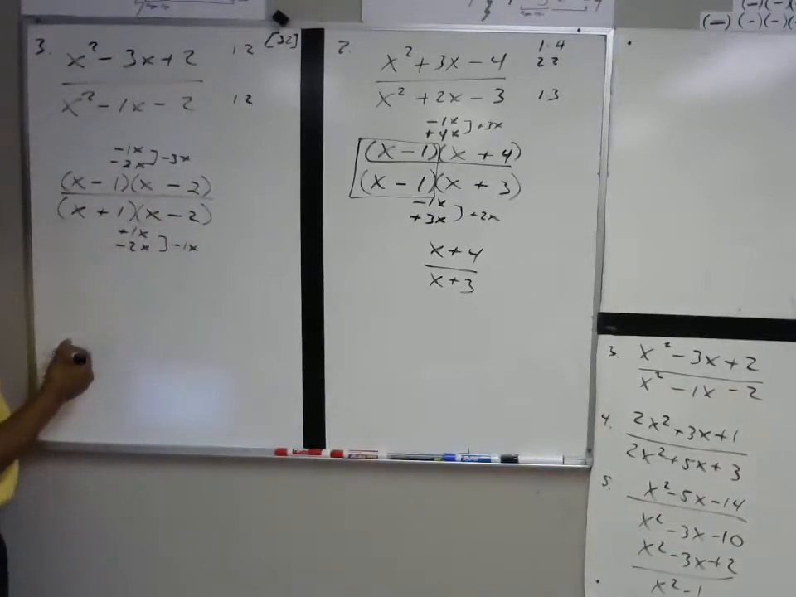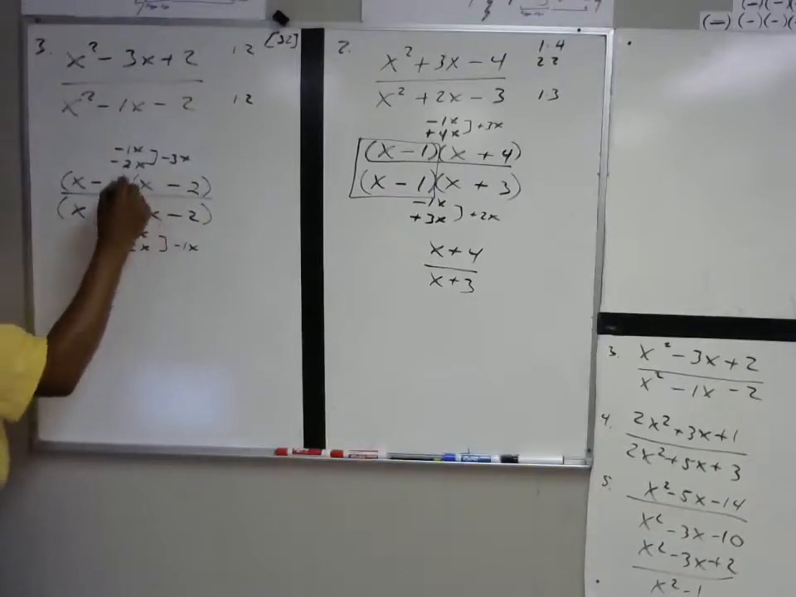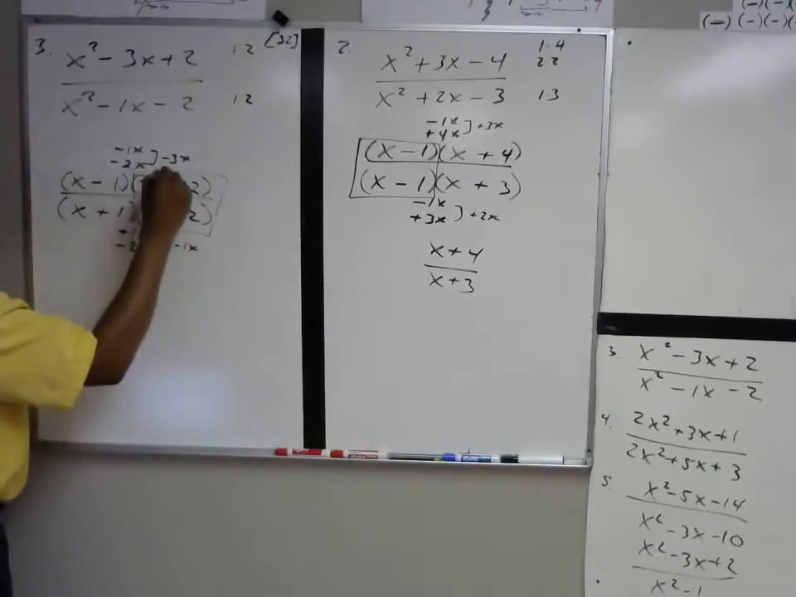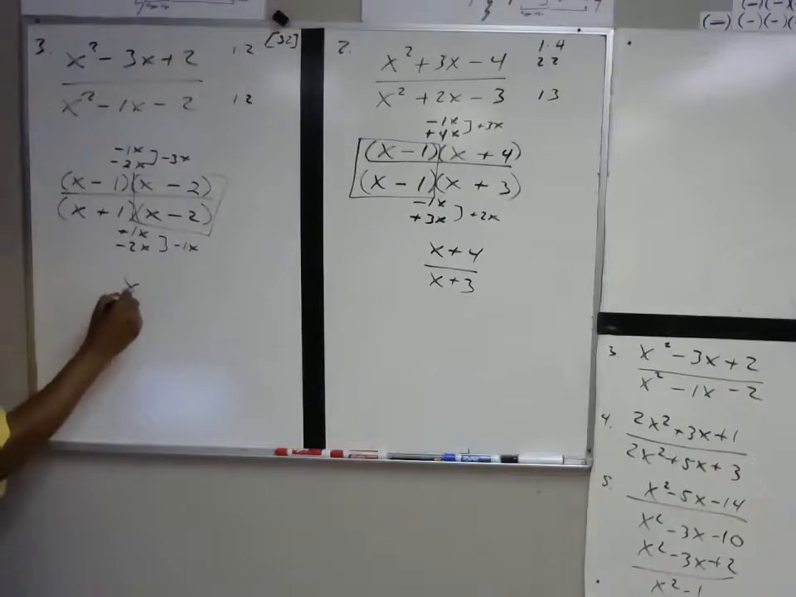Okay. So everything's there. And now these 2 terms right here simplify to a 1, leaving us with x minus 1 all over x plus 1. And remember not to cancel the x's here because we're adding and subtracting. X's that add and subtract do not cancel.